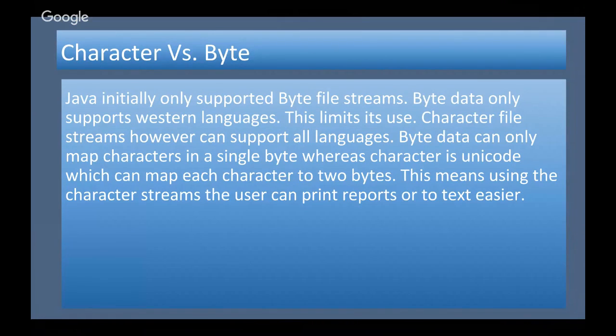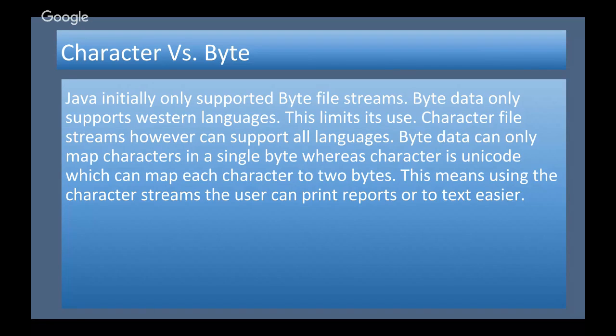So Java initially only supported byte files. And the thing about byte files was that they could only map characters in single bytes. And this only supported Western languages such as German, English, Spanish, those types of languages. But they realized character streams are able to do 2 bytes, which supports all languages. And so character streams made it easier to print reports or print to text easier in whatever language needed, and things like that.